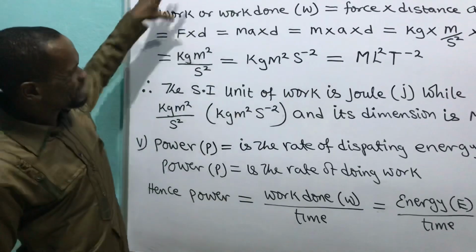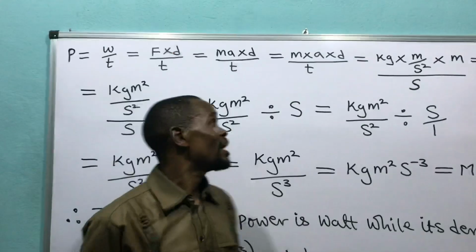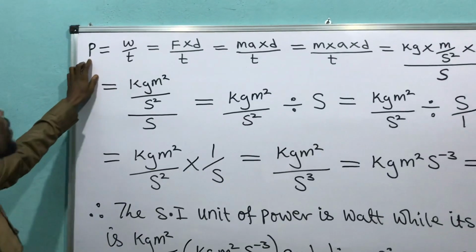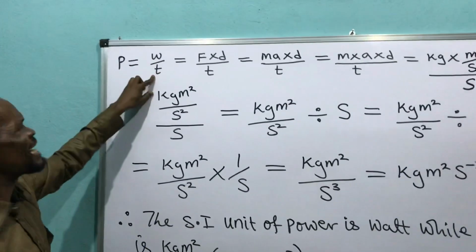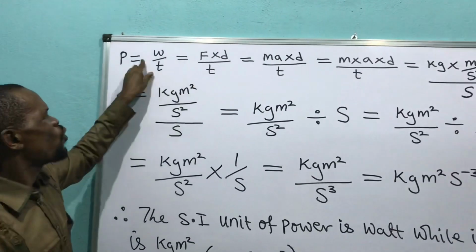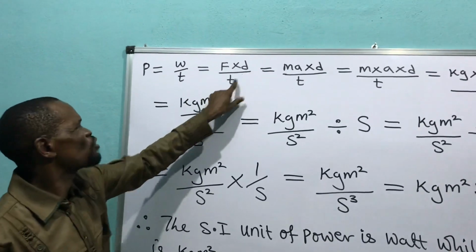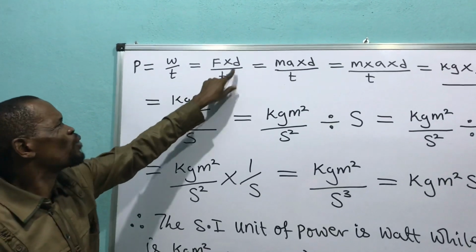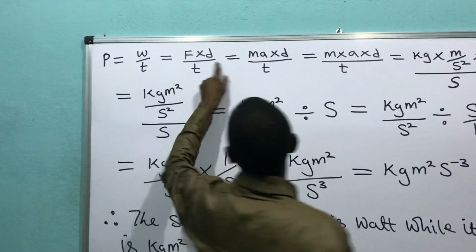Let us go to the unit and dimension. Now, power. Power is equal to work over time. And what's the work? Work is force times distance, over time. And what is force?